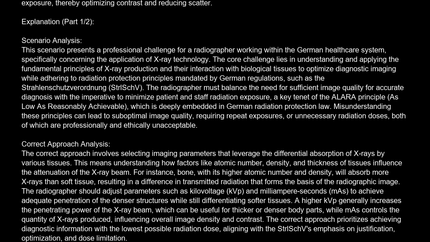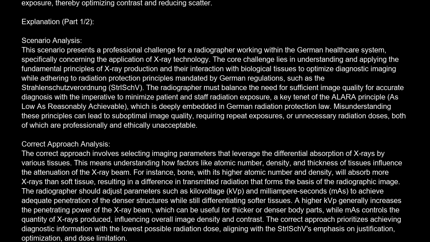The radiographer must balance the need for sufficient image quality for accurate diagnosis with the imperative to minimize patient and staff radiation exposure, a key tenet of the ALARA principle, as low as reasonably achievable, which is deeply embedded in German radiation protection law. Misunderstanding these principles can lead to suboptimal image quality, requiring repeat exposures, or unnecessary radiation doses, both of which are professionally and ethically unacceptable.